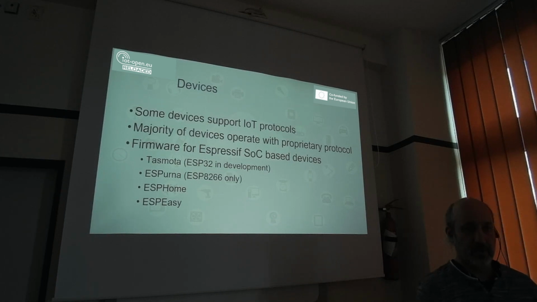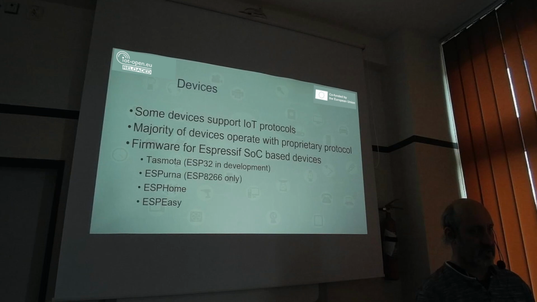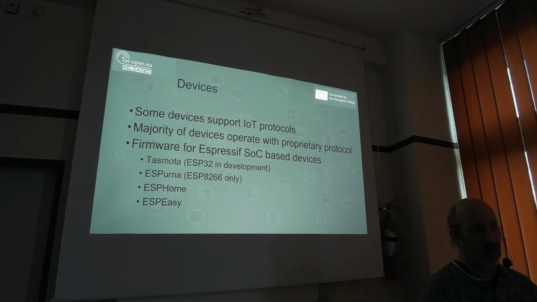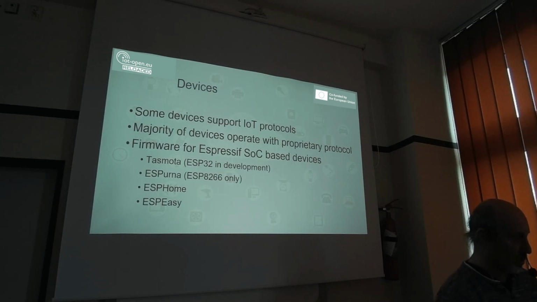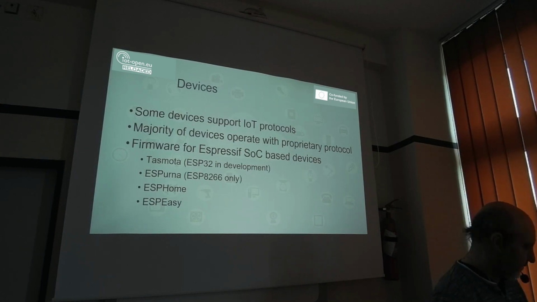Or if you create your own device, you can also use ready firmware that makes creating your IoT device much easier. Examples of such ready firmware are Tasmota. ESP32 version is also available now. ESPurna, this is not very popular. ESP Home, this is the version that is created automatically by Home Assistant. This is a very nice and interesting feature. And there is also something called ESP Easy.